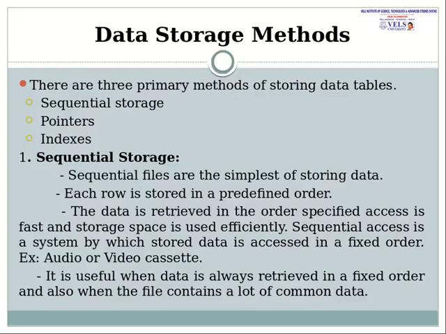Sequential storage is the simplest storing method. Each row is stored in a predefined order, that is, sequential order. The records will be stored in a table. The data is retrieved in order, access is fast, and storage space is used efficiently. In a sequential access system, data is accessed in a fixed order. So if you want to access the 10th record, you cannot access it directly; you go from the first record to the 10th record, in sequential order only, to retrieve the data from the 10th record. This is called sequential storage.